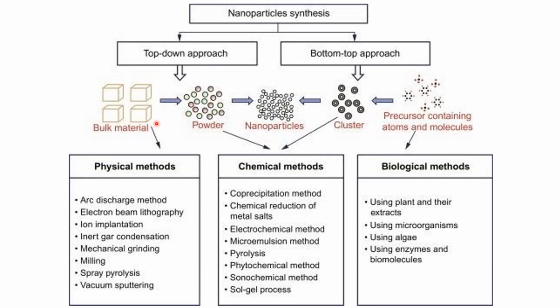And in top down approach, we usually use physical methods like milling method or electron beam lithography or normal photolithography. These are the techniques. Whereas for the bottom up techniques we use the chemical methods like co-precipitation, sol gel, and hydrothermal methods, and also biological methods are used for bottom up technique.